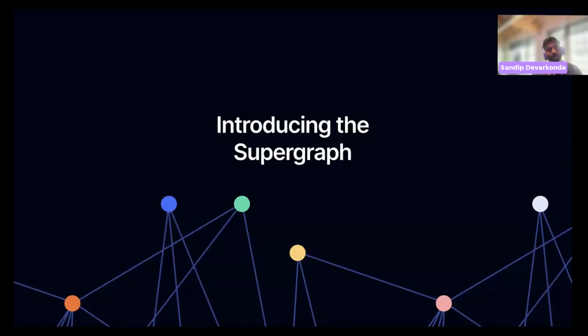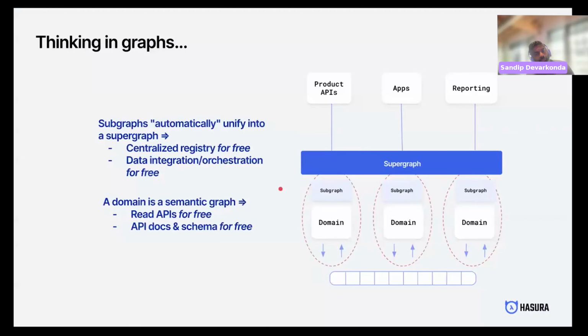To solve this problem of publishing and accessing data across multiple domains, the idea of Supergraph is very simple. It builds on the same principles that we were talking about. The first core principle is that you need to think in graphs. Now, this is not a Neo4j kind of database graph. We're not talking about graphs in the storage layer. We're talking about graphs in the domain modeling, the entity relationship diagram sort of way. We're talking about a semantic graph.